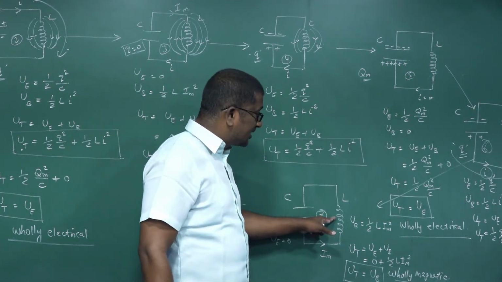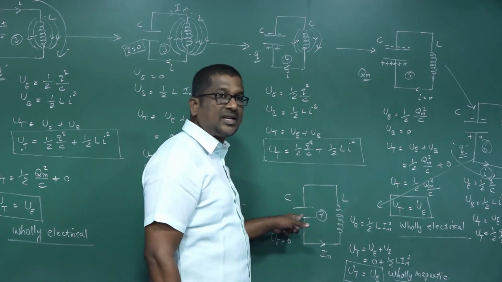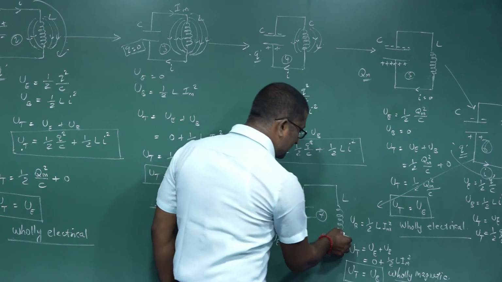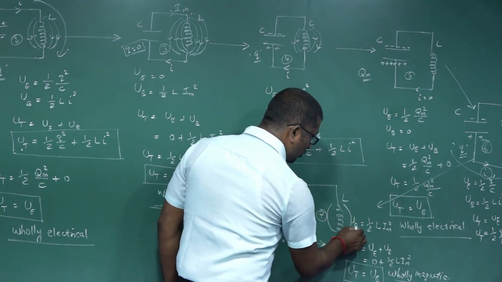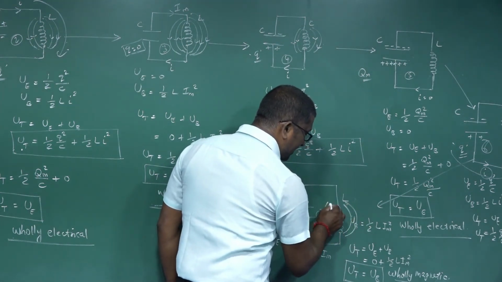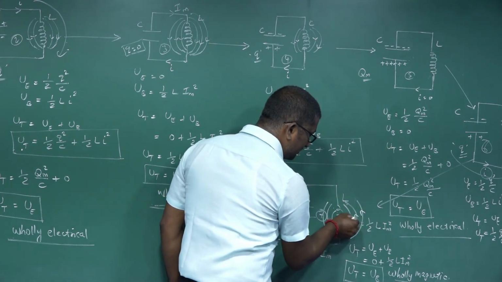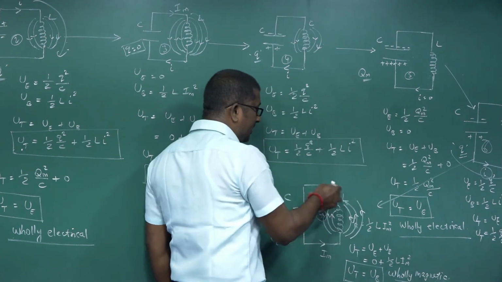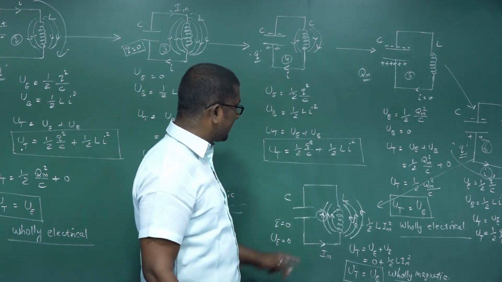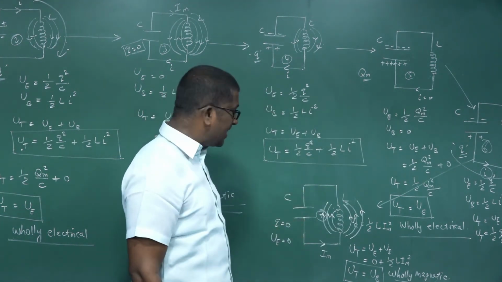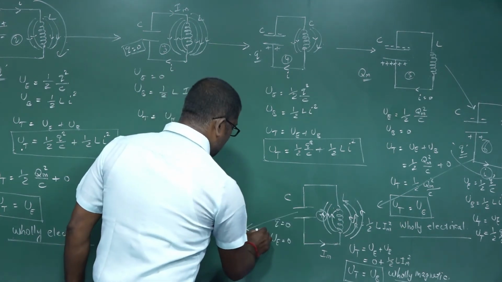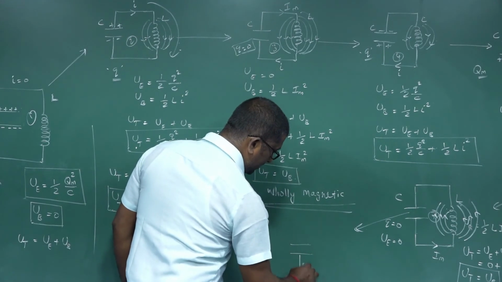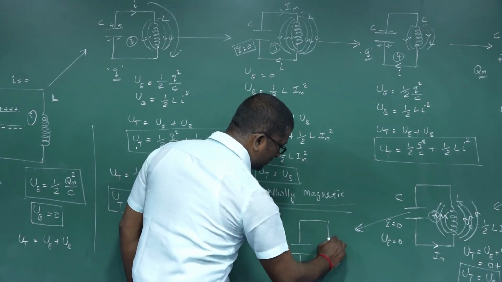When the inductor allows current to the capacitor, the magnetic field around the inductor collapses. So there is a magnetic field around the inductor. Whenever this magnetic field collapses, it sends the electric current towards the capacitor. Right. Suppose the magnetic field around the inductor gets collapsed.